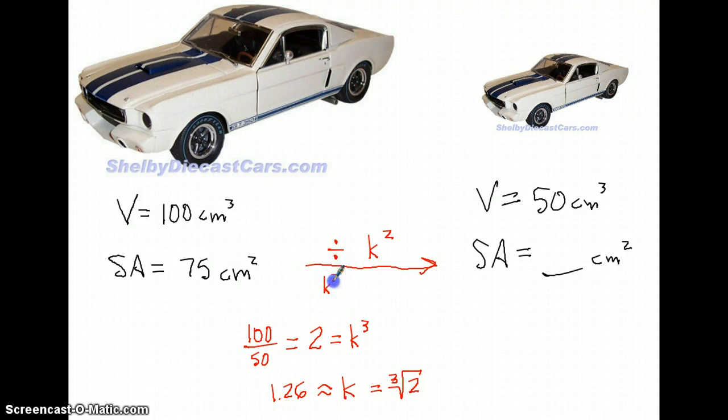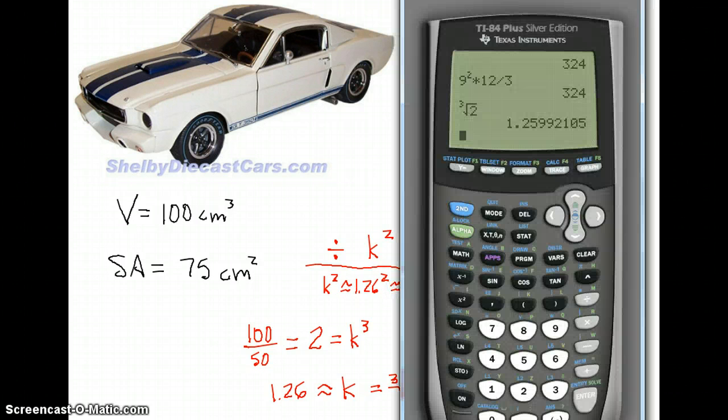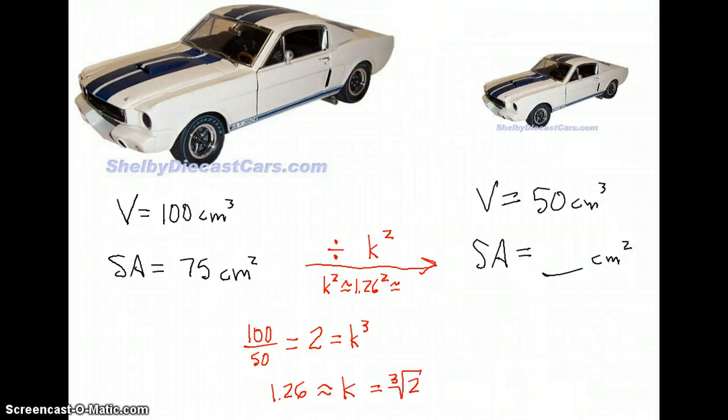K squared, then, is actually 1.26 squared, which is weird. Let's go back here and not think much about it and go, k squared that for me, please. 1.587.